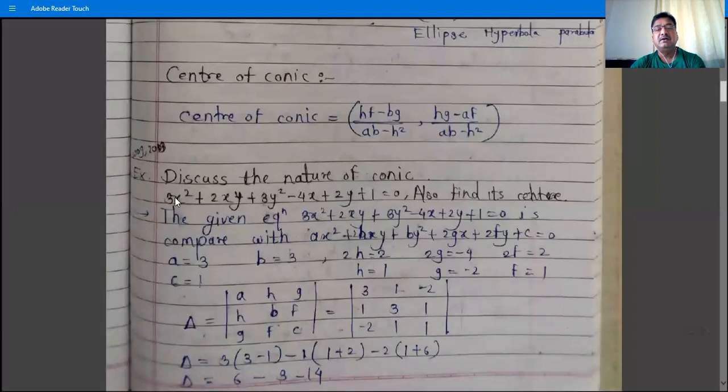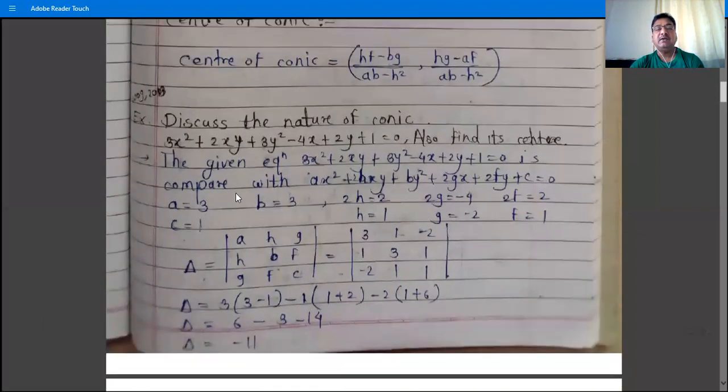Discuss the nature of the conic: 3x square plus 2xy plus 3y square minus 4x plus 2y plus 1 is equal to 0. Also find its center. So we have to discuss the nature of the conic, that is, whether this equation represents an ellipse, hyperbola, parabola, pair of lines or circle. We have to determine that. The given equation is 3x square plus 2xy plus 3y square minus 4x plus 2y plus 1 equal to 0, and compare this equation with the standard equation ax square plus 2hxy plus by square plus 2gx plus 2fy plus c is equal to 0.